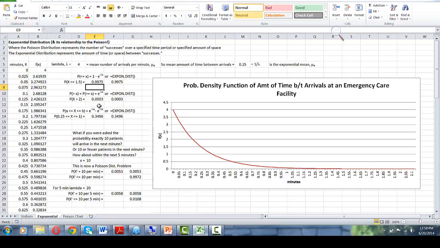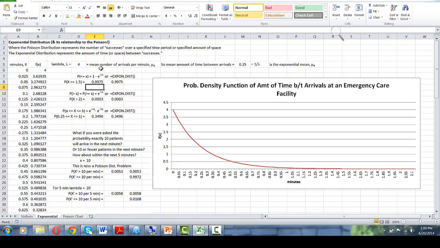Okay, and then you've got the probability x is between 0.25, so 15 seconds, and 1 minute. Now, if this said 15 seconds and this said 1 minute, you have to do some rearranging here. So that's 0.25 minutes. So make sure they're both in the same units as your lambda.